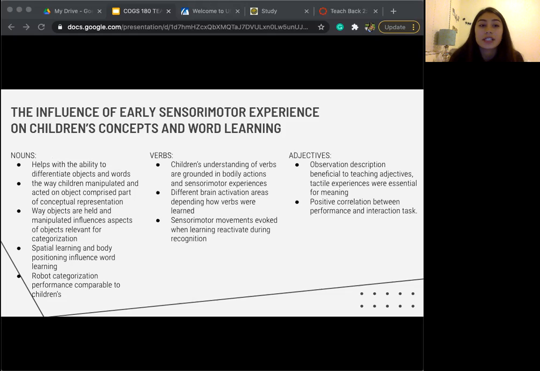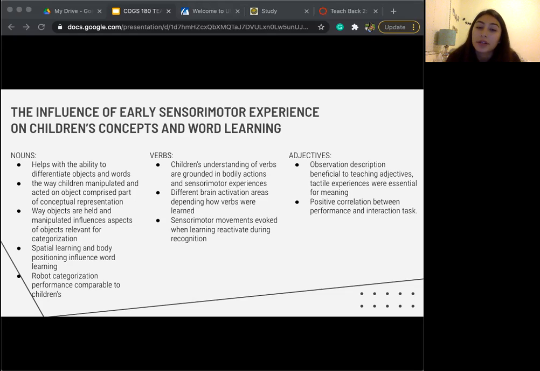This next section explores the early sensory motor experience of children, concepts, and word learning, the three types of words, basically the nouns, the verbs, and the adjectives. These are just bulleted points of the findings, and I'm going to try my best to read through them and provide the key points from these sections.